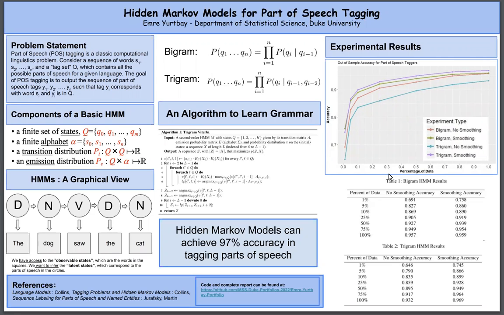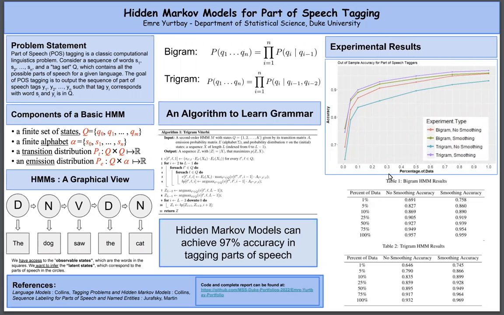In this presentation, we'll use hidden Markov models, or HMMs, to solve the part of speech tagging problem and demonstrate how they are able to achieve extremely high accuracies. Hidden Markov models belong to a class of models called probabilistic sequence models. So, given a sequence of words, they compute a probability distribution over possible sequences of labels, and then they choose the best label.